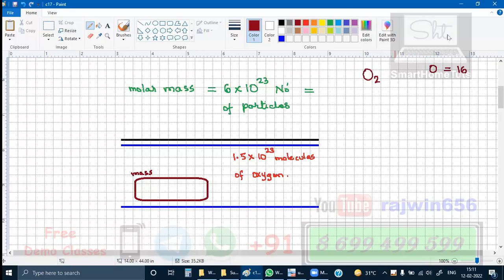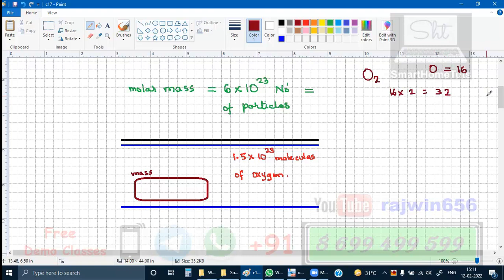The atomic mass of oxygen is 16. The molecular formula of oxygen is O2. So I'm going to get the molecular mass, molar mass or relative molecular mass. This is going to be 16 multiplied by 2, which is going to be 32.